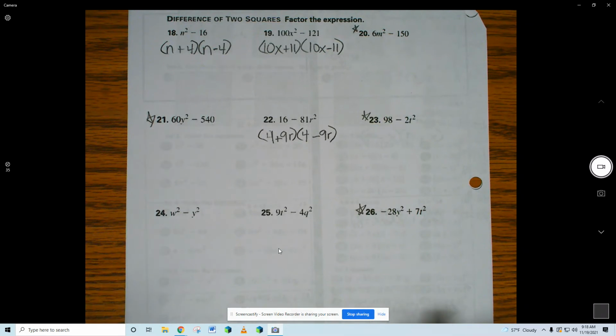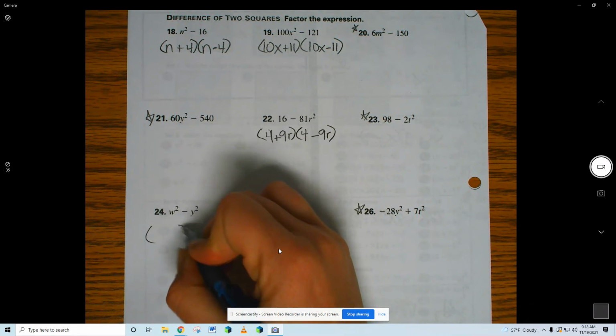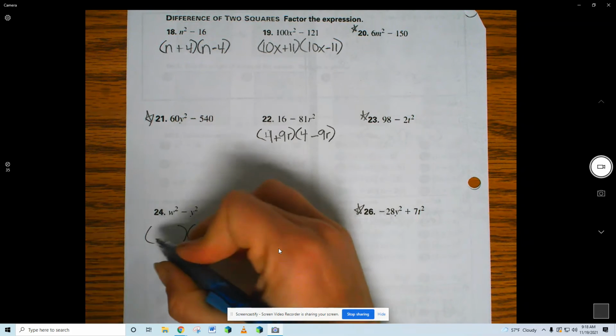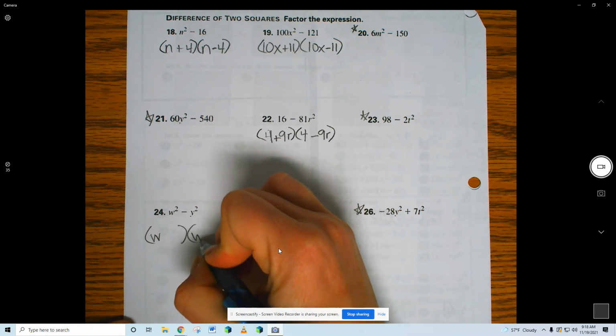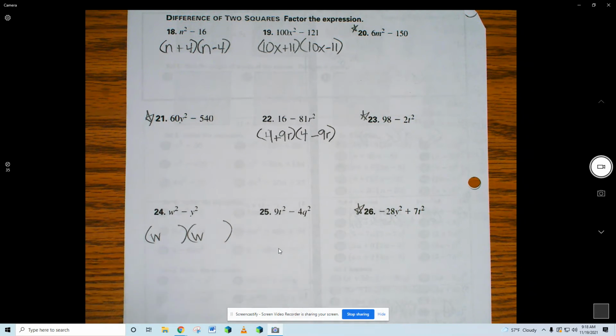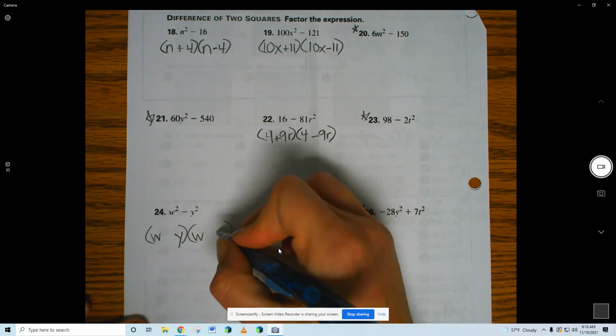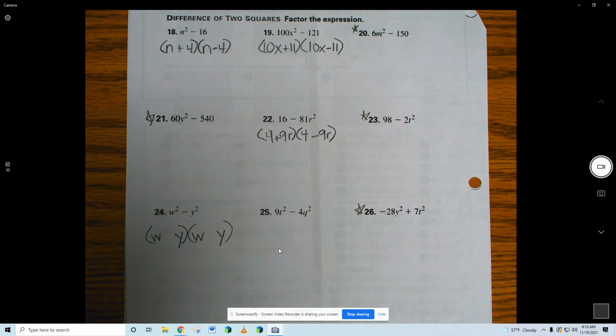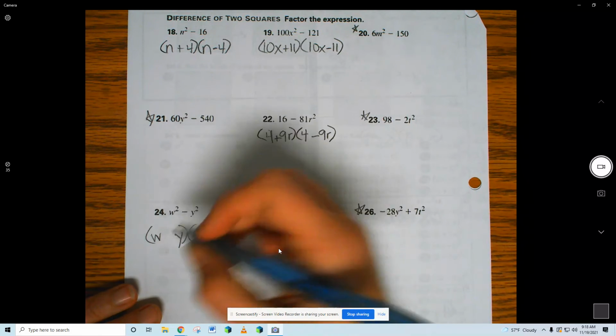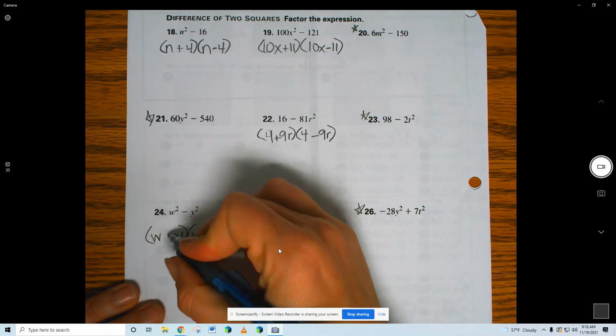Let's do 24. What makes W squared? W and W. What makes Y squared? What's the signs that I put? Plus and minus.